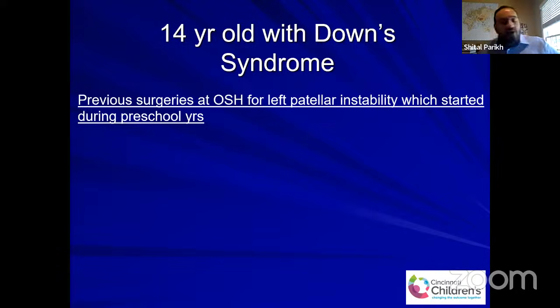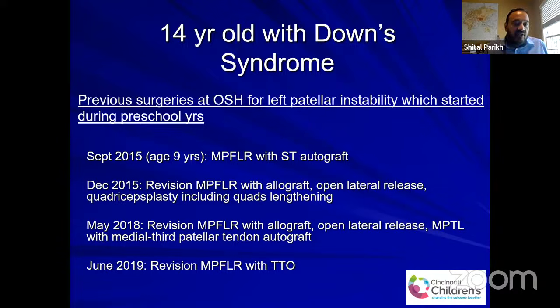Now, the reason that quadriceps plasty is important and you need to know when to use it is to follow some patients. Here is a patient, a 14-year-old with Down syndrome. He already had several surgeries at an outside hospital for patellar instability. And this is a list of surgeries. He had already had 3 revisions. He had tibial tubercle osteotomy, lateral release, and the patient still has instability. And why does that happen?